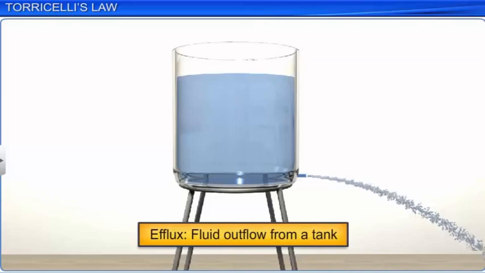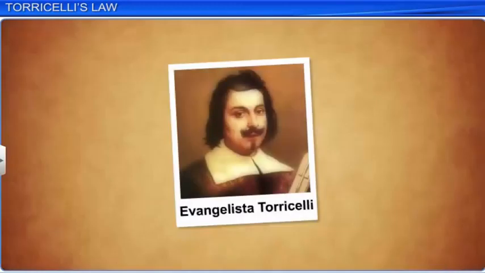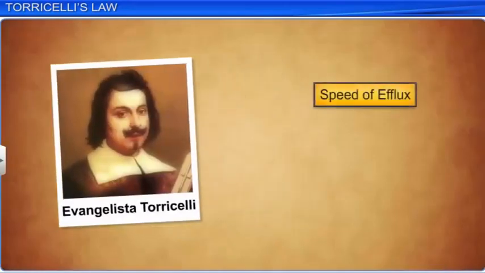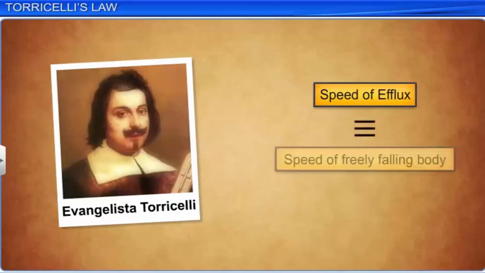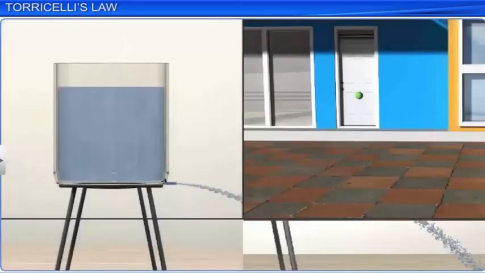A fluid outflow from a tank is known as efflux. Torricelli postulated a law to express the speed of efflux from an open tank, which is identical to that of a freely falling body. According to Torricelli's law, the speed of a liquid coming out through a hole at a depth h below the free surface of the liquid is the same as that of a body dropped freely through height h under gravity.